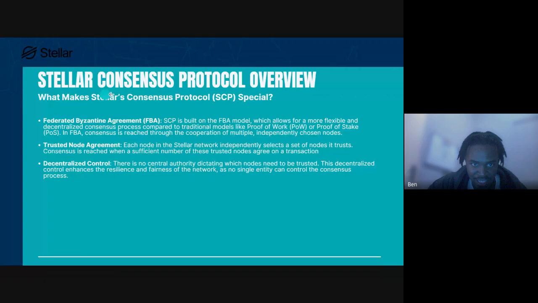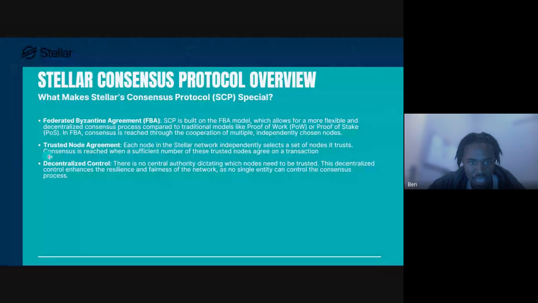But with the Stellar Consensus Protocol, they use what we call Federated Byzantine Agreement. It allows for a more flexible and decentralized consensus protocol compared to traditional models like proof of work or proof of stake. Consensus is reached through the cooperation of multiple independently chosen nodes. And there's also a trusted node agreement. Each node in the Stellar network independently selects a set of nodes to trust. Consensus is reached when a sufficient number of these trusted nodes agree on a transaction.